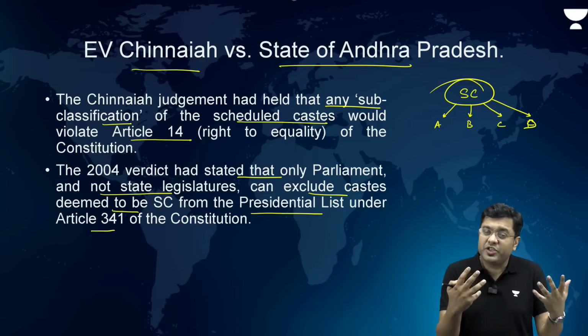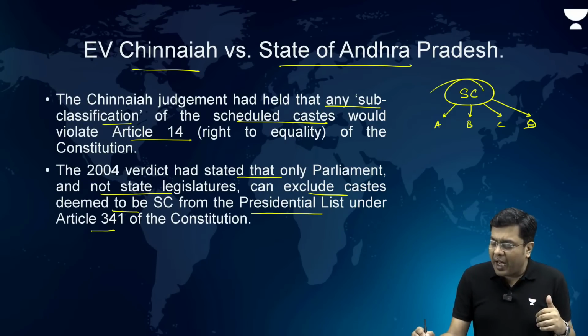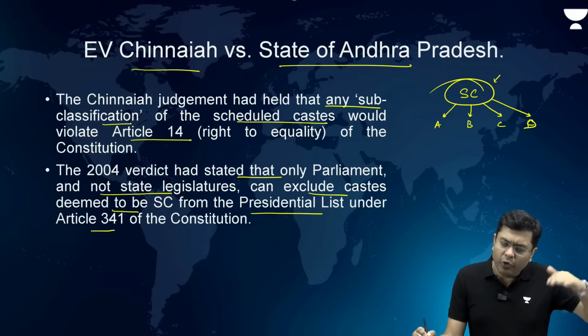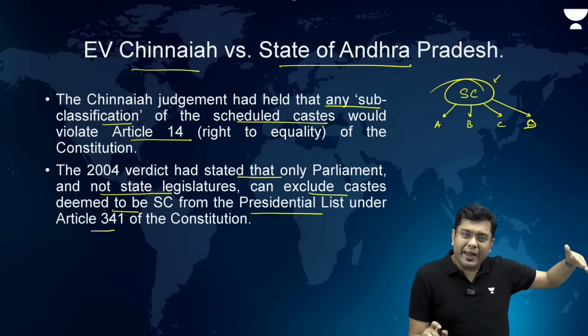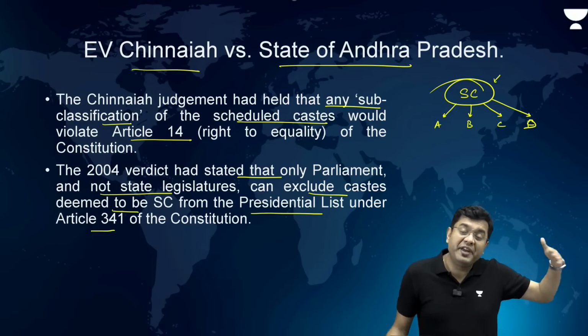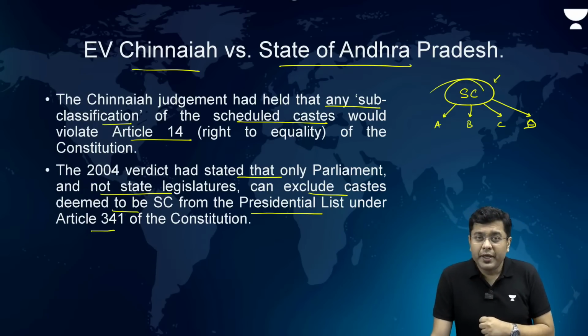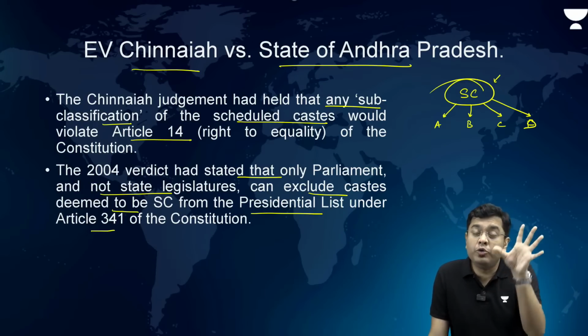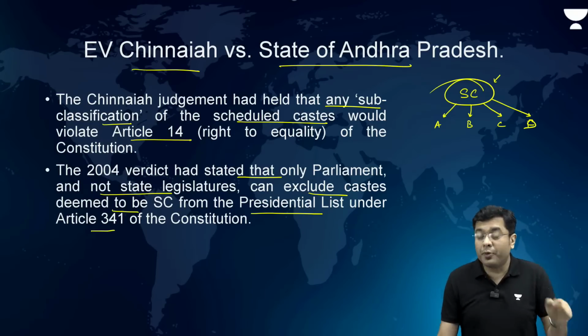Now, the argument that the judges at that point of time made was that, look, even within the larger grouping of SCs, you have certain groups who have done well. Now, if you have done well, why should you continue to avail the same amount of reservation as the groups which have not done well? Shouldn't there be a greater amount of attention, focus and policy intervention provided?